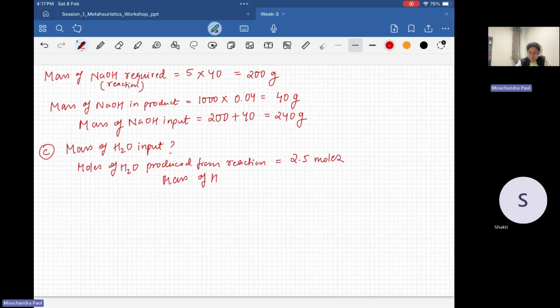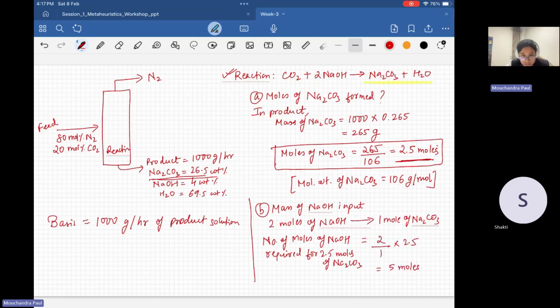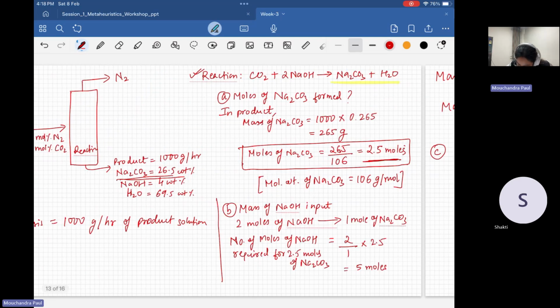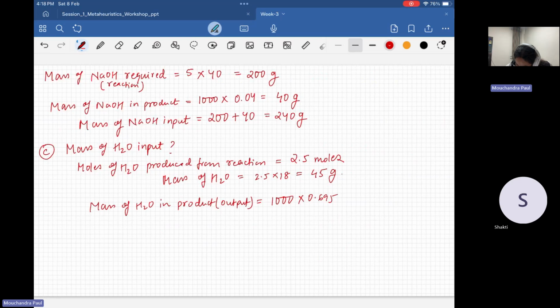So what's the mass of this? 2.5 into 18. It will be 45 grams. 18 is the molecular weight of water. Now, apart from the reaction, some water is also coming out in the product stream. So let's calculate the mass of water in the product stream, or output, that is coming out from the bottom. It's 1000 into 0.695, which is 695 grams.